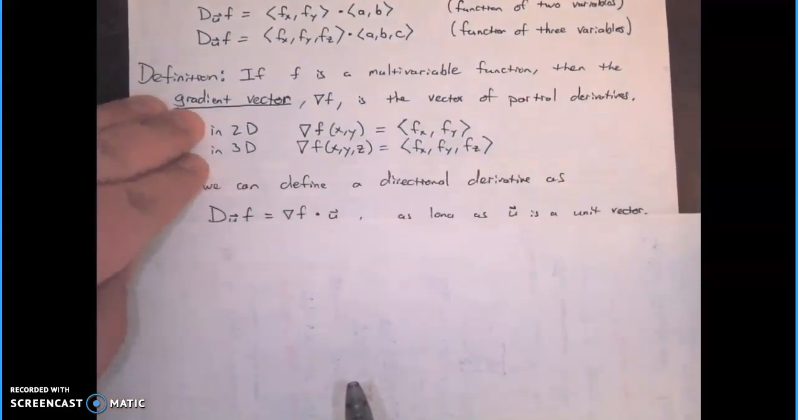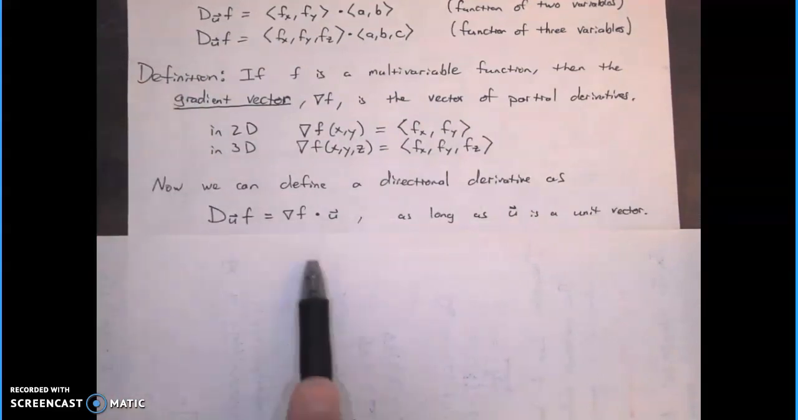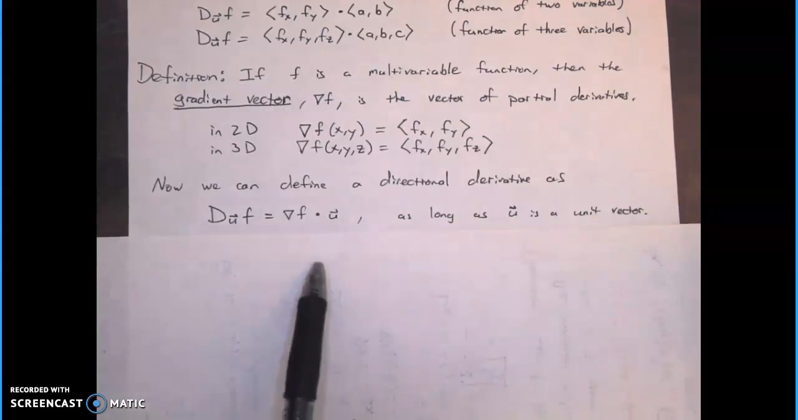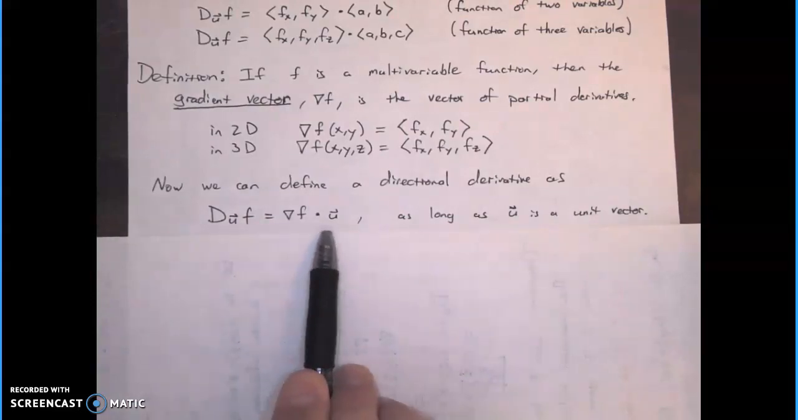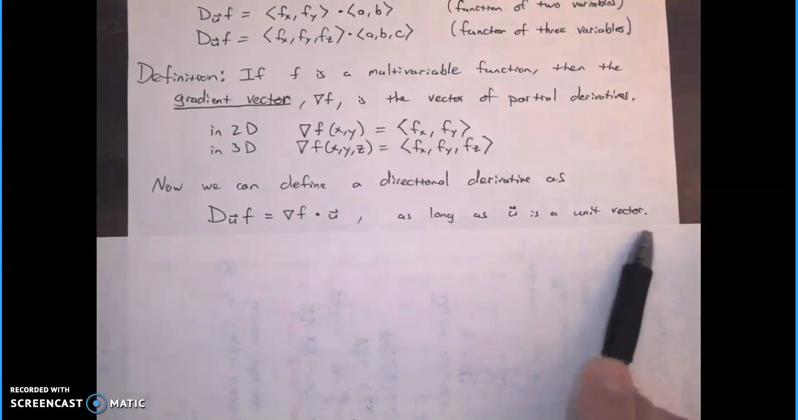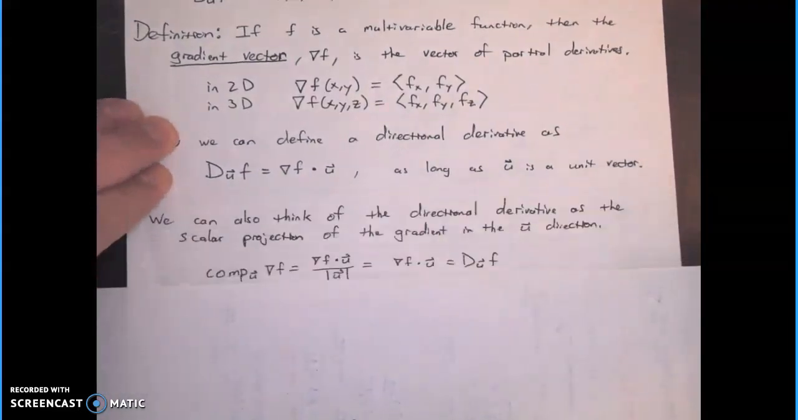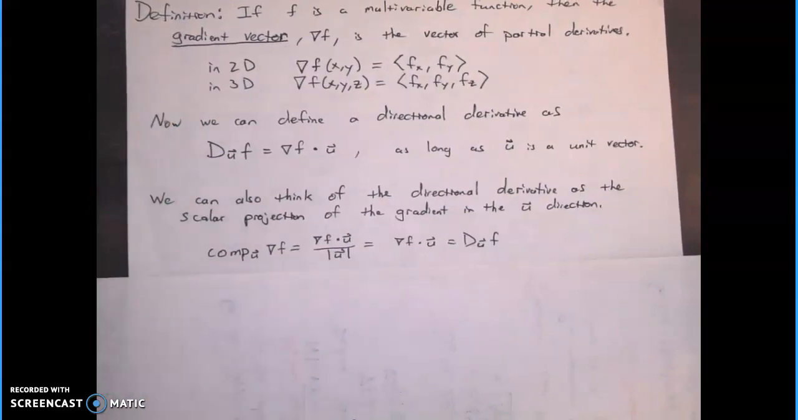Now that we have a gradient vector, we can represent the directional derivative as just a simple dot product: the gradient of your function f dotted with the direction vector u. And that's how we're going to compute our directional derivatives. Now, we still need u to be a unit vector, and you might be wondering why I'm insisting on u being a unit vector. Well, there's another perspective that you can take of directional derivatives, which says that we can think of them as scalar projections.